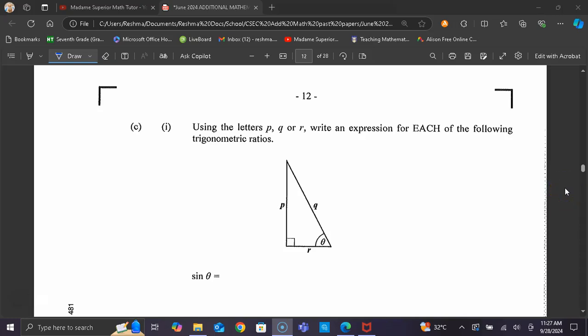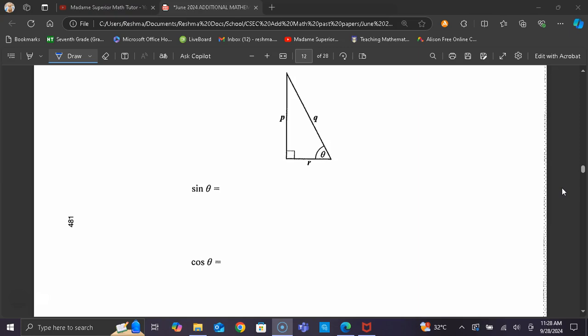So let's do part C of question 3, CSEC Add Math, June 2024, paper 2. Using the letters P, Q, or R, write an expression for each of the following trigonometric ratios. So we want to find an expression for sine theta and an expression for cos theta. And this is 2 marks.